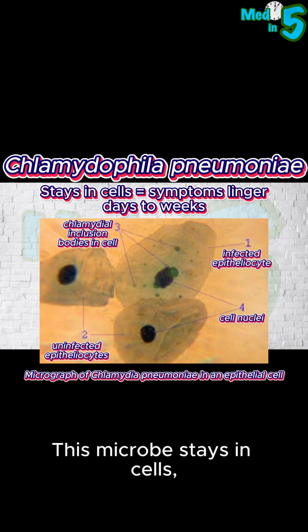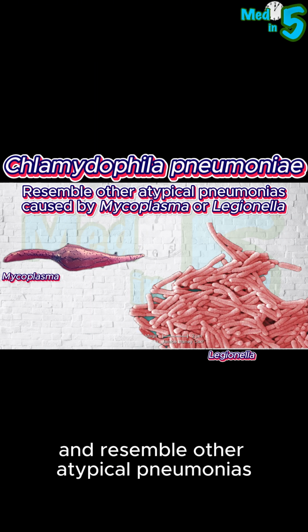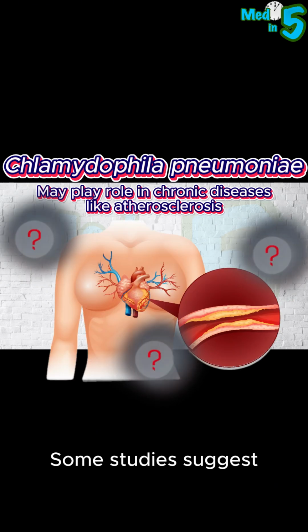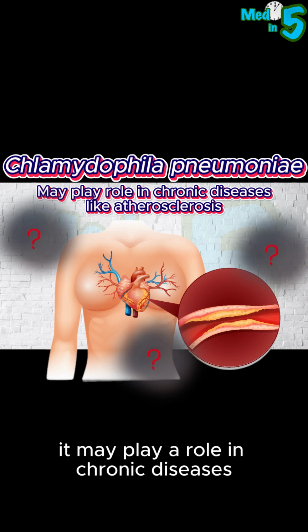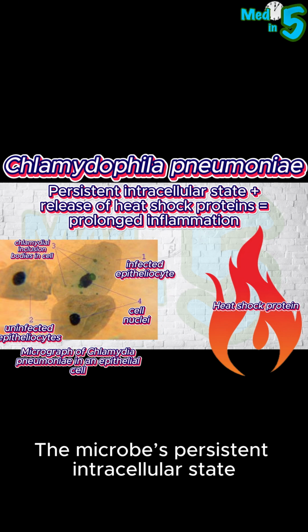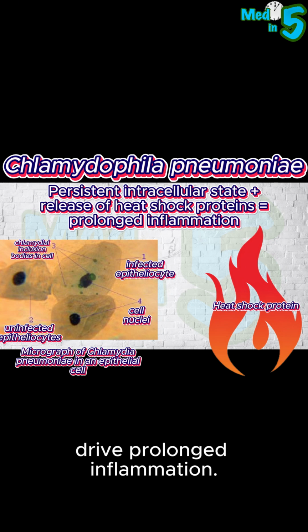This microbe stays in cells, so symptoms may linger from days to weeks and resemble other atypical pneumonias caused by Mycoplasma or Legionella. Some studies suggest it may play a role in chronic diseases like atherosclerosis, but this is still debated. The microbe's persistent intracellular state and release of heat shock proteins drive prolonged inflammation.